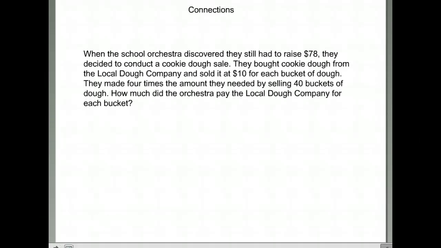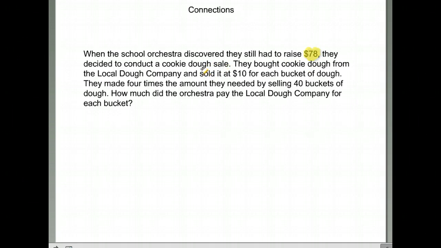All right, let's take a look at some connections problems. In this example, we have a school orchestra. They discovered they still needed $78. So to earn that $78, they decided to have a cookie dough sale.